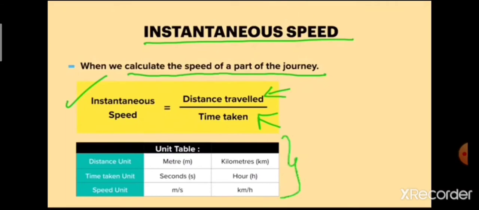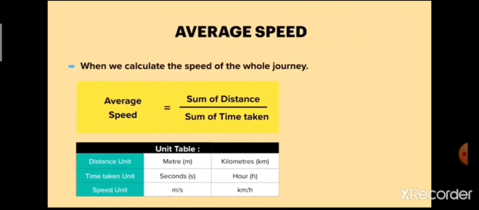The next one is average speed. In average speed, we calculate the speed of the whole journey, meaning we will calculate the speed of the total journey. Here we have the formula: average speed is equal to sum of distance upon sum of time taken.